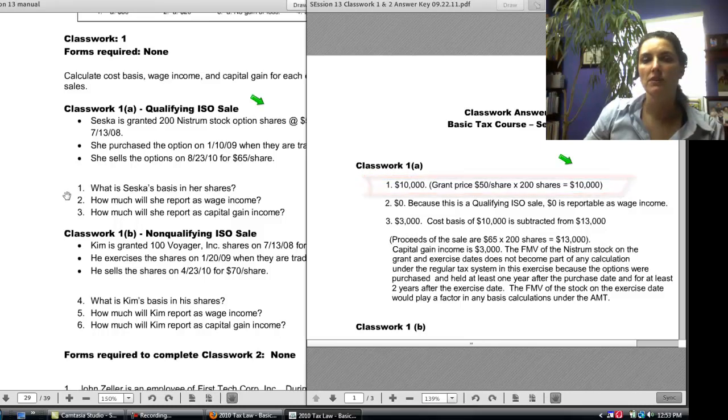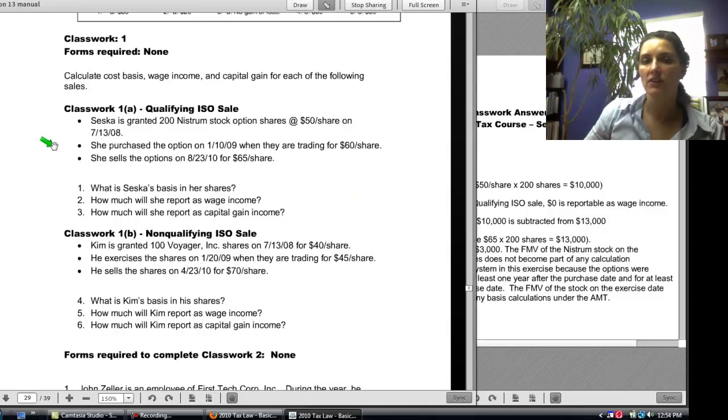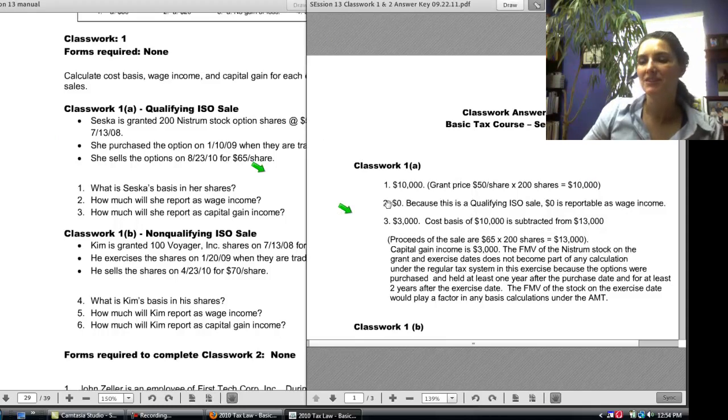So how much will she report as wage income? Well, the answer is nothing, because this is a qualifying ISO sale. Nothing gets reported as wage income. And what is her capital gain? Well, she sells for $65 a share. She sells 200 shares. 200 times $65 is $13,000, so she sells for $13,000. She paid $10,000. That gives her a capital gain to report of $3,000.